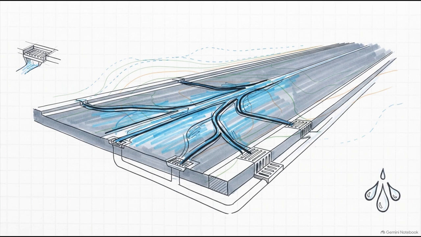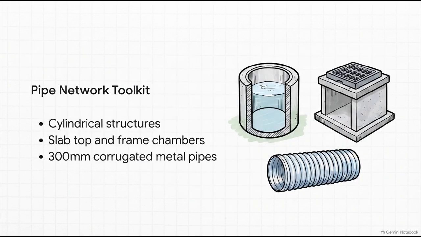Not good. Using this specific toolkit from the parts list, we can start building out the network along the edge of our newly defined road boundary. We're grabbing cylindrical structures with slab top and frame chambers to act as our catch basins along the curb, and we're connecting them all using 300mm corrugated metal pipes. It's honestly kind of like playing with high-stakes digital Lego, picking the exact standard parts we need for the volume of surface water we're expecting.